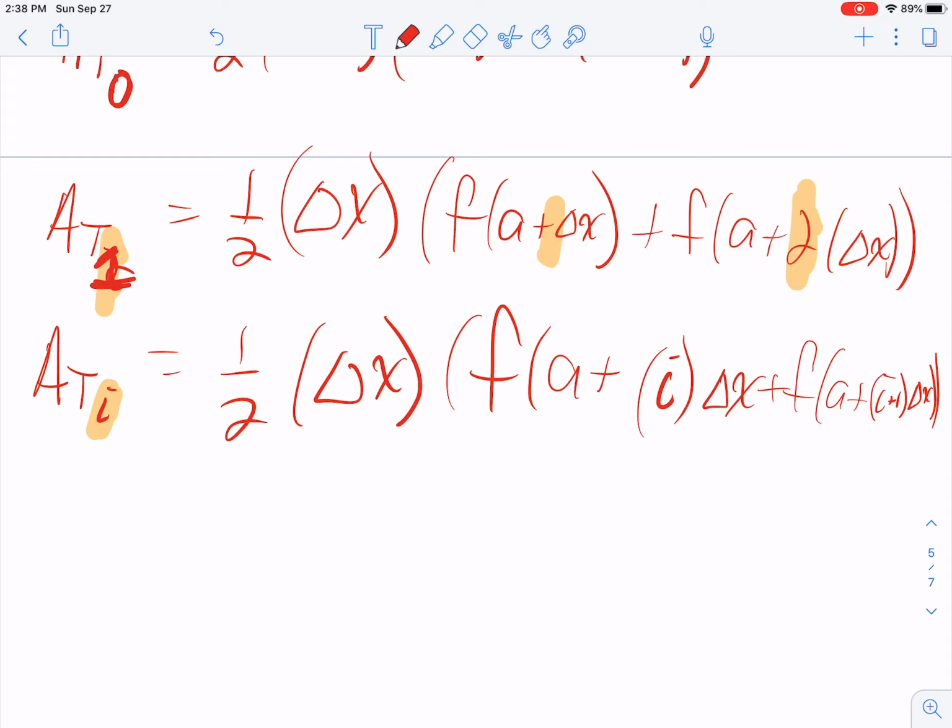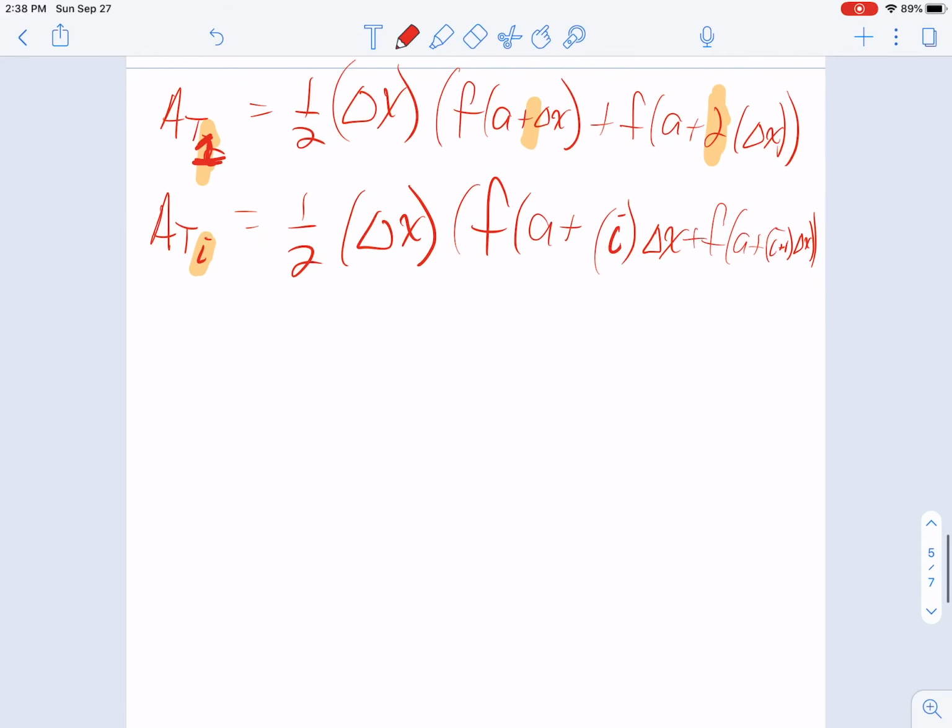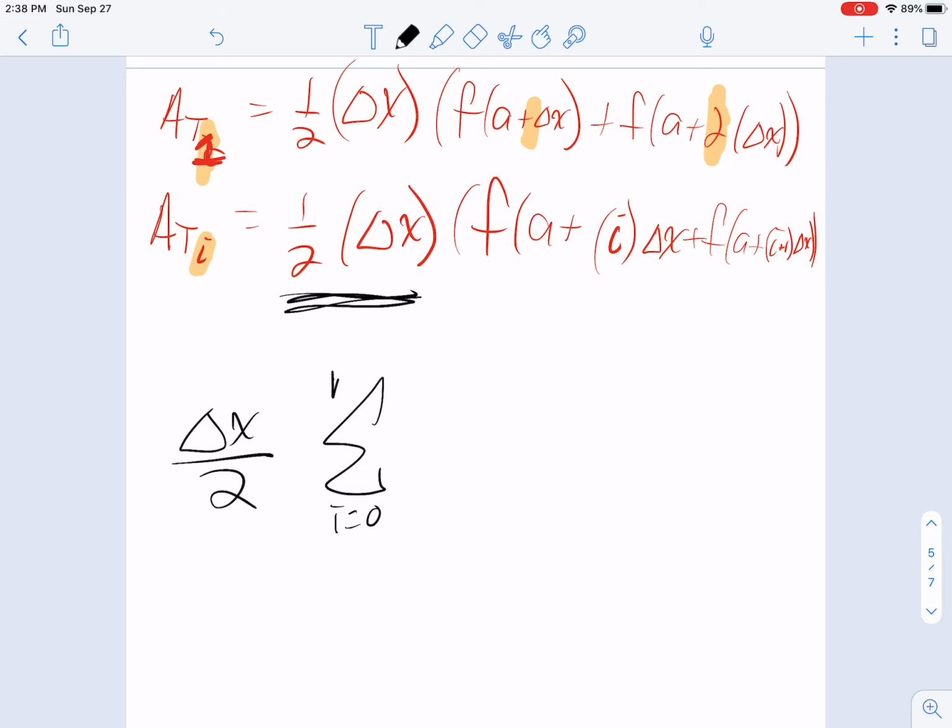Right, and that's actually useful. What formulas have I and I plus 1 in them? Well, those are the left and right-hand side approximation. So we can actually think of our trapezoidal approximation in 2 different ways. Each of our terms has 1/2 and delta x, so we can do delta x over 2, sum I equals 0 to n minus 1.